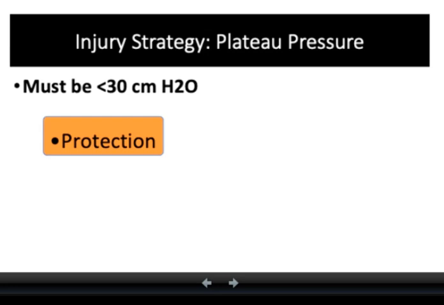Another very important component of the injury strategy is the plateau pressure. ARDSNet guidelines recommend to maintain it below 30 centimeters of water at all times. How did they come up with this random number?